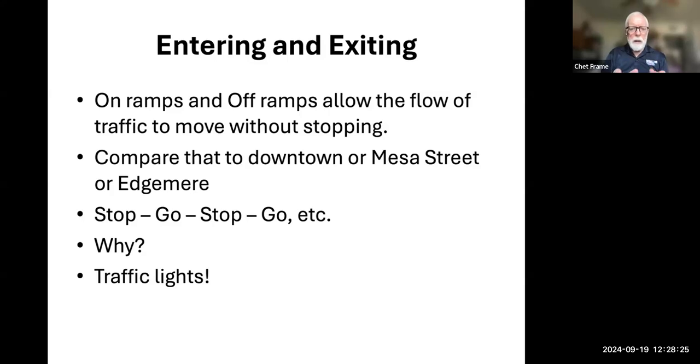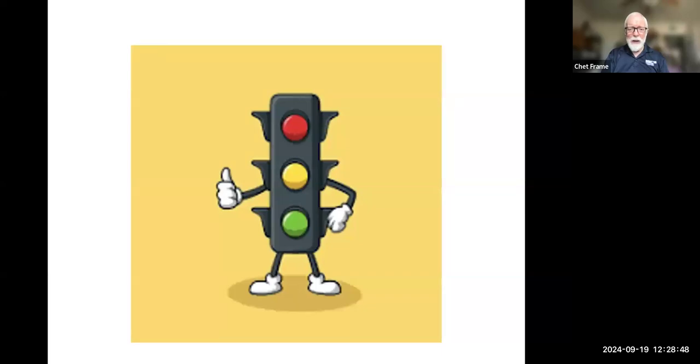Now compare that to what it's like to drive in downtown El Paso, or on Mesa Street if you're on the west side, or Edgemere if you're on the east side. Stop, go, right? I mean, that's what you run into. It's stop and go, stop and go. Why? Traffic lights, right? You're driving, you hit a red light, you stop, you wait, it turns green, you go. The light turns yellow, you go faster. But traffic is set up so that you're going one direction, you stop, and cars can go in the other direction.